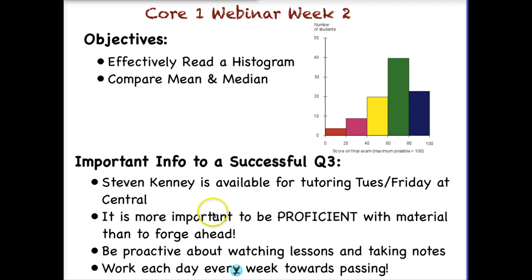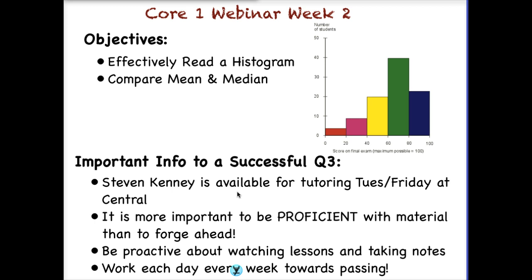So just a couple of things you knew, but Stephen Kenny is going to tutor on Tuesdays and Fridays at Central. So he should be there today. Do you see him? You don't? Okay. Well, he should be there. I think he's going to be there at 10 or 11. If he's not there, he should be there very soon.